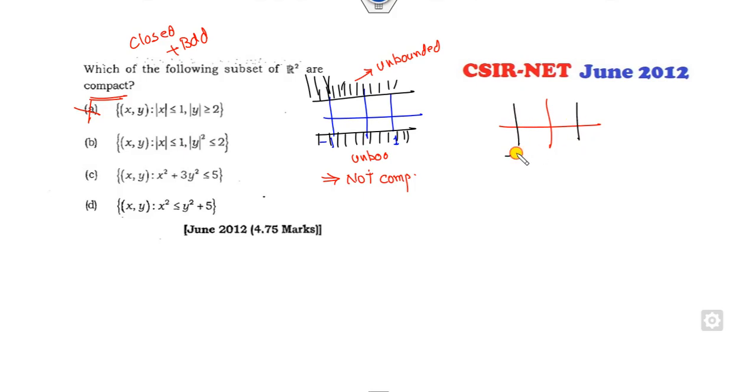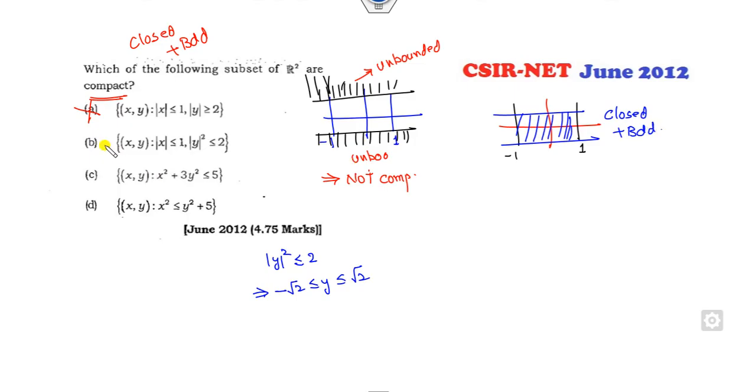Mod of x is less than or equal to 1, so it is minus 1 to plus 1. Y square is less than or equal to 2. What does it mean? It is minus root 2 to plus root 2, that is here. So clearly equality also holds, which is closed as well as bounded. So yes, this is compact. This is the ellipse, and equality also holds, which is the inside portion, which is closed plus bounded both. So yes, it is compact.